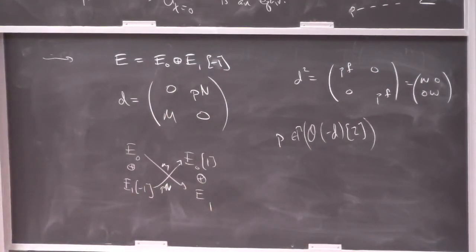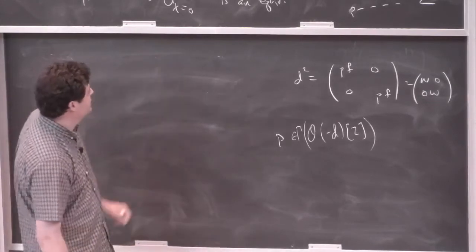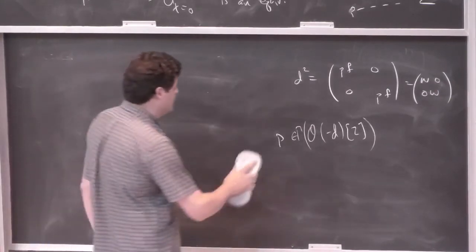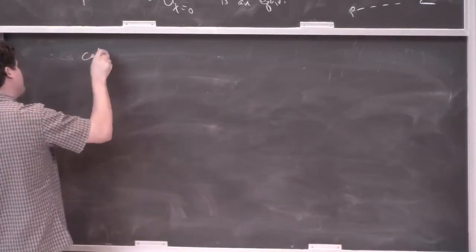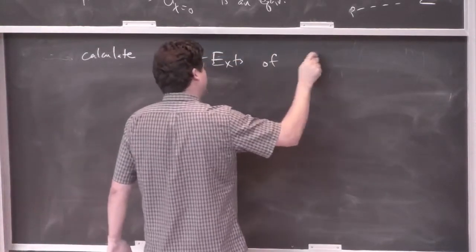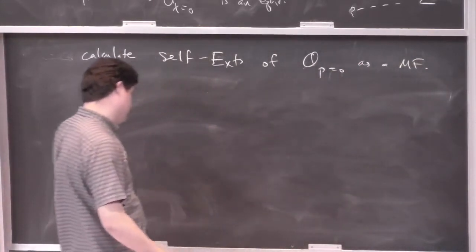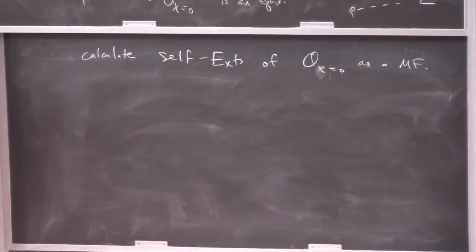At some point, you want to stop talking about R charge. R charge means the weight of that C star acting. So I want to take this sheafy matrix factorization and calculate its self-exts and see that they're the same as the self-exts of O of a point. X equals 0, excuse me. OP equals 0 is also very interesting, but I'm not confident that I'm going to get to it in this hour.